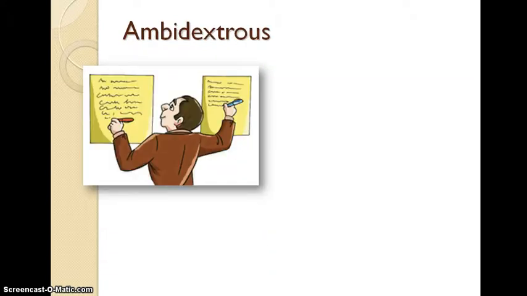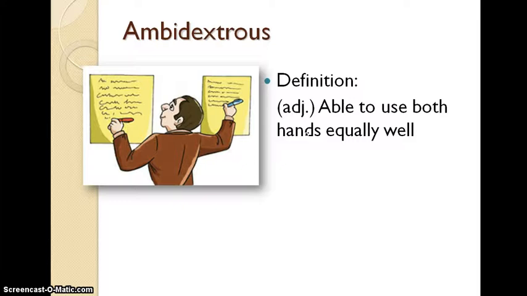El número dos, number 2, is ambidextrous. This is a nice little thing you got here if you're ambidextrous. The definition they have here is able to use both hands equally well. So if you are a baseball player and you usually bat righty, but you're equally good at batting lefty, you are ambidextrous. I am ambidextrous. I can shoot pool right-handed or left-handed. It's an amazing thing I have.